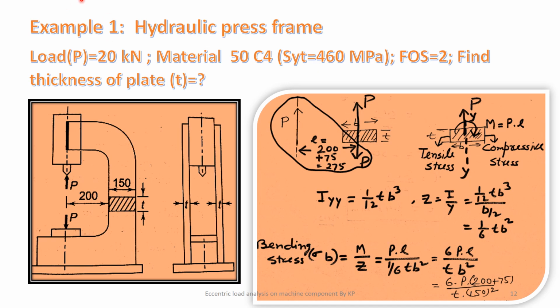So here we consider the eccentric force analysis through example. This is example number 1, which is the case of a hydraulic press frame. Here in this figure a hydraulic press frame is shown to you, and a load P is applied, and the cross section of this frame is a rectangle whose thickness is T and the width is 150. The distance of the load line from the inner side of the frame is 200 mm.